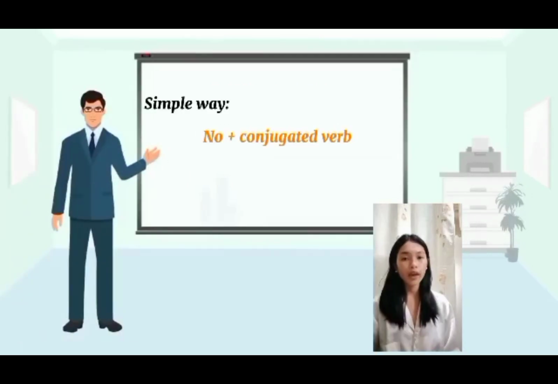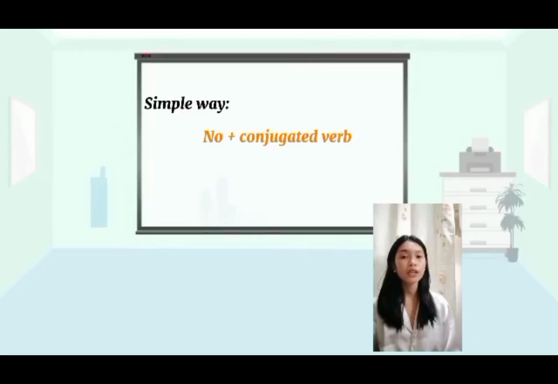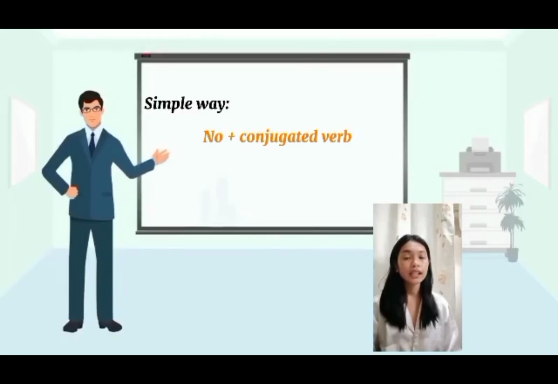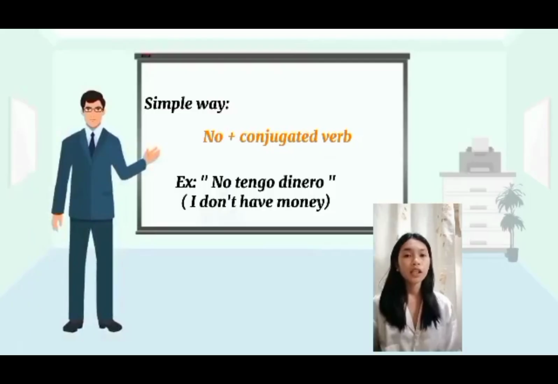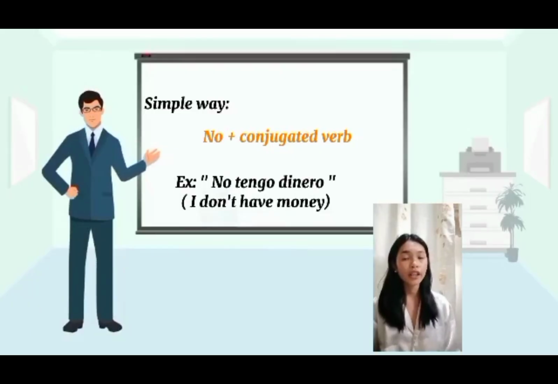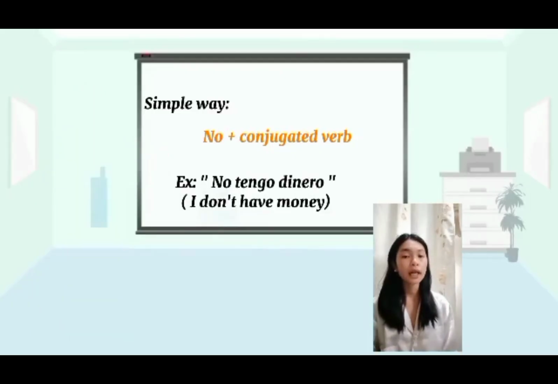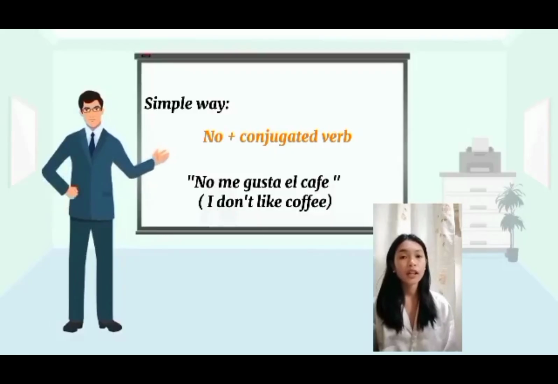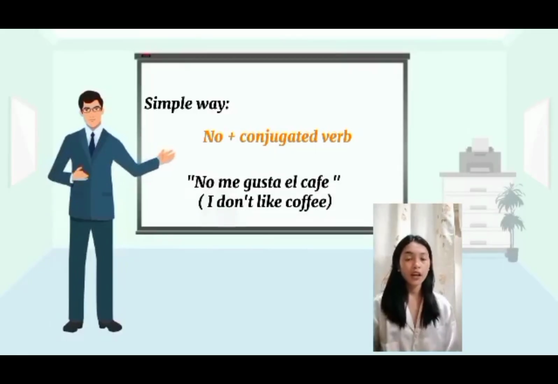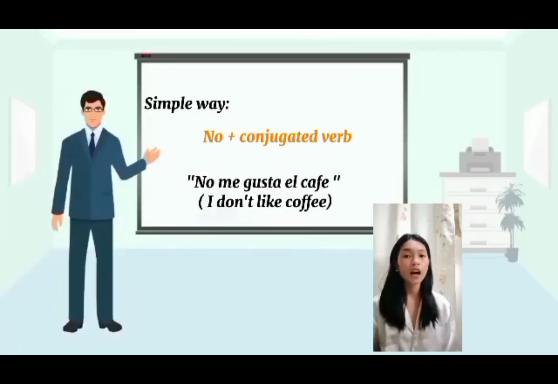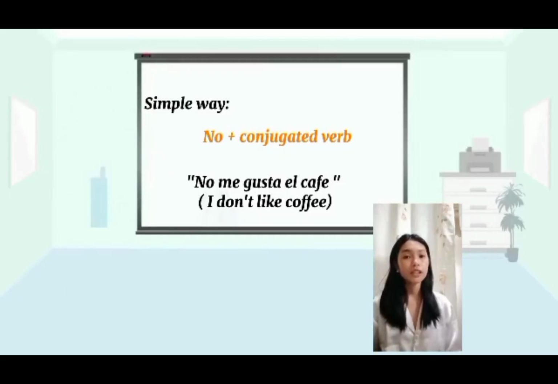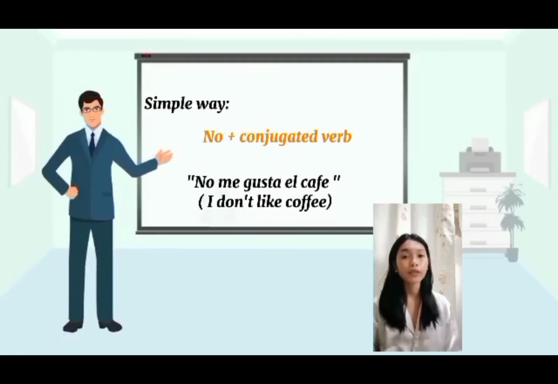The simple way to make a negative sentence in Spanish is by placing no before the conjugated verb. We have here the example, no tengo dinero, or in English, I don't have money. We have also here, no me gusta el café, or in English, I don't like coffee. As we can see, the no is placed before the conjugated verb.